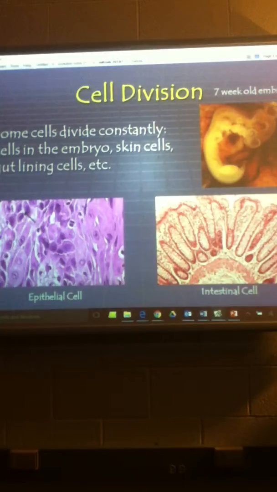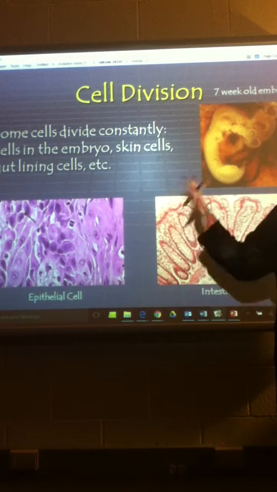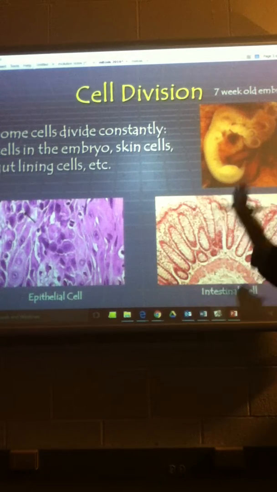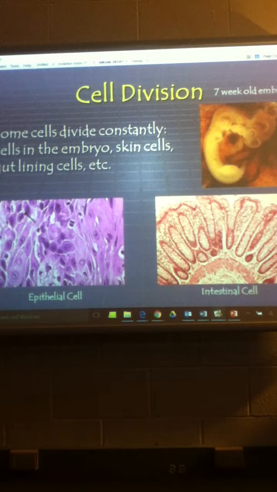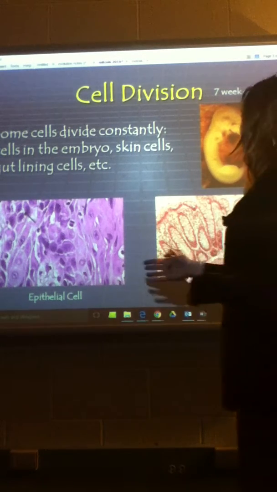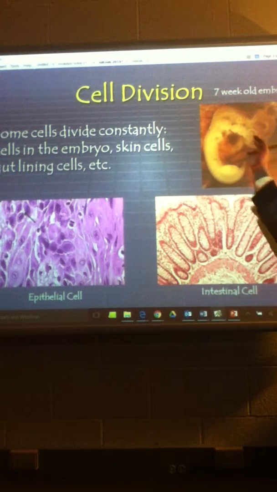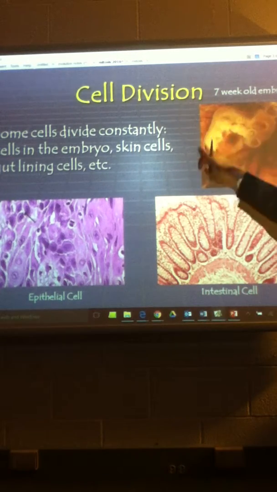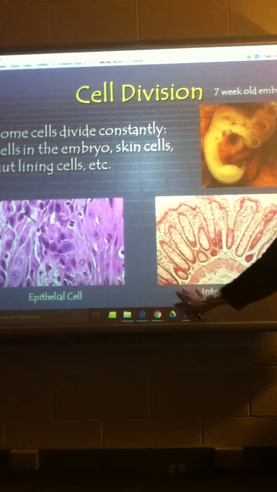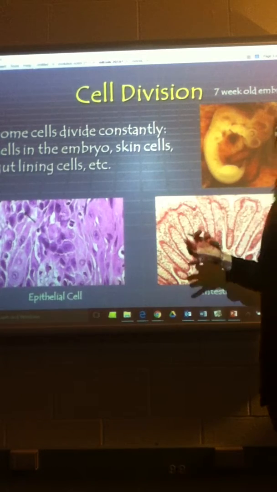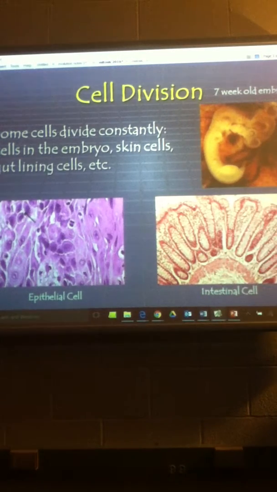Okay, there's some cells that are going to divide constantly. Cells in your embryo, skin cells, and in the lining of your stomach. Those cells are going to always be going through the cell cycle. They're very busy cells. You know how it's like dry skin time of year, your skin cells are flaking off very quickly. That's your skin's way of going through the cell cycle. Your old skin is flaking off, your new skin is growing. Okay? If you're an embryo, you're growing very quickly. So you're constantly going through the cell cycle. And inside your stomach, inside your intestinal lining, you've got all that acid in there, it's digesting your food. So that type of cell is very quickly going through the cell cycle.